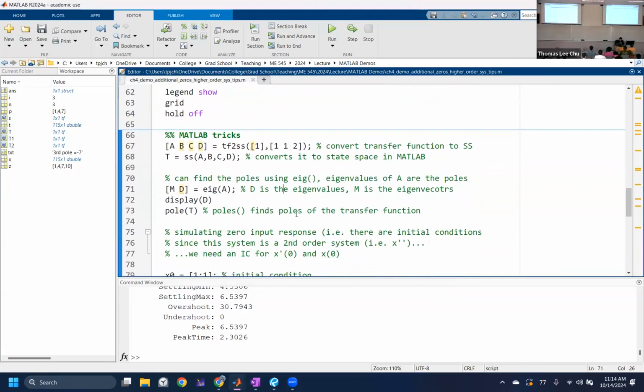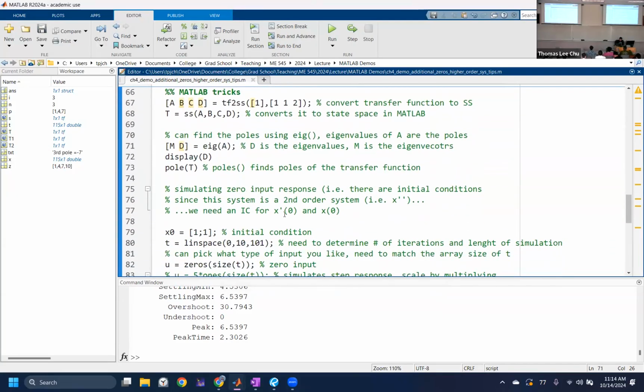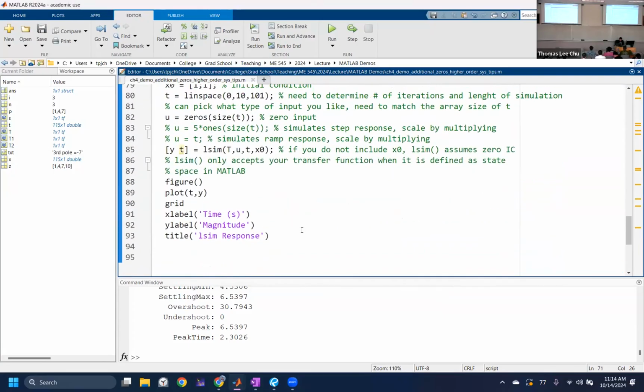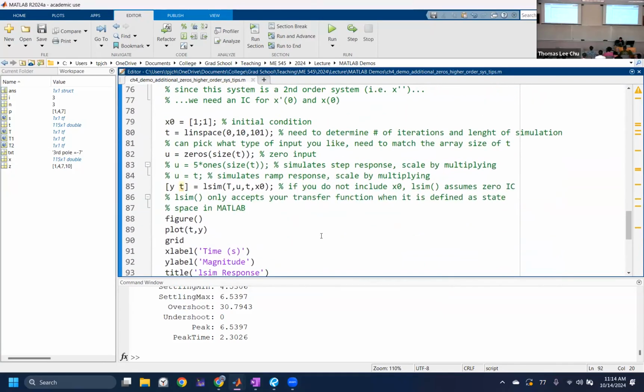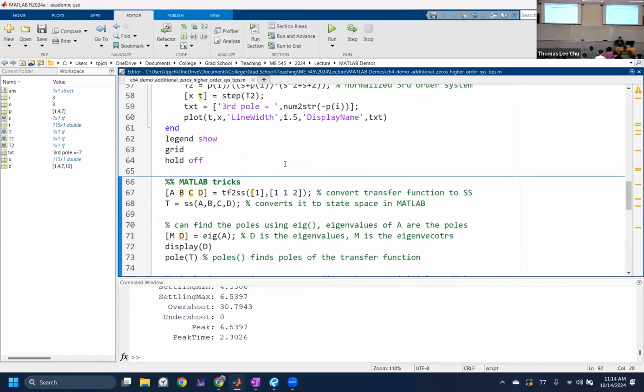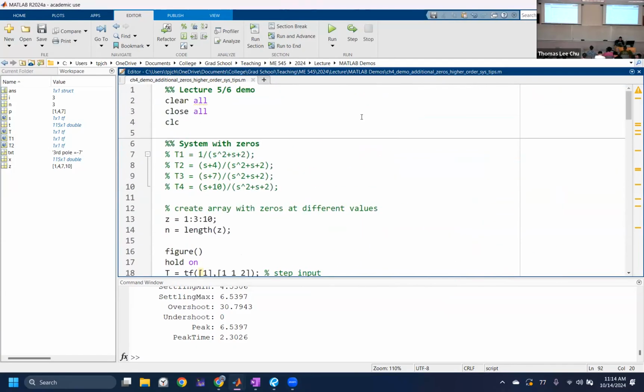All right, and then here are just some tricks. I think I've already had these uploaded from a previous slide, or from a previous code, but here are some additional tricks. Are there any questions?